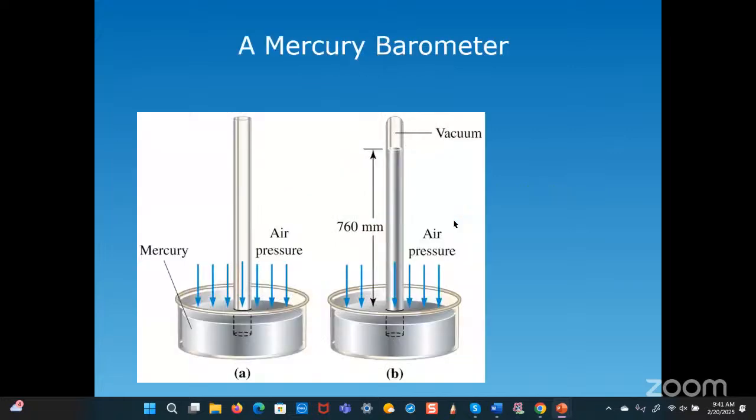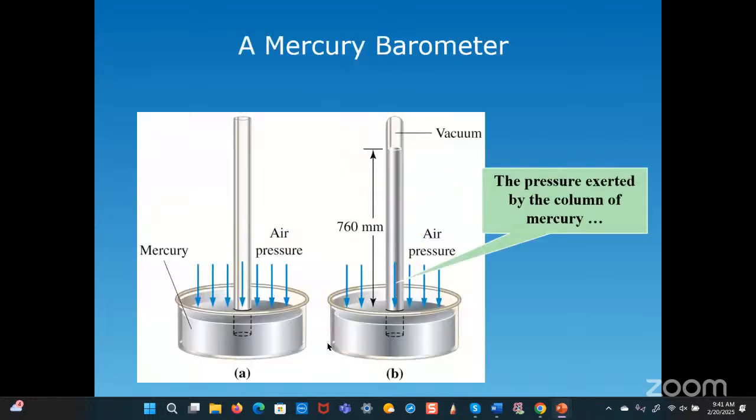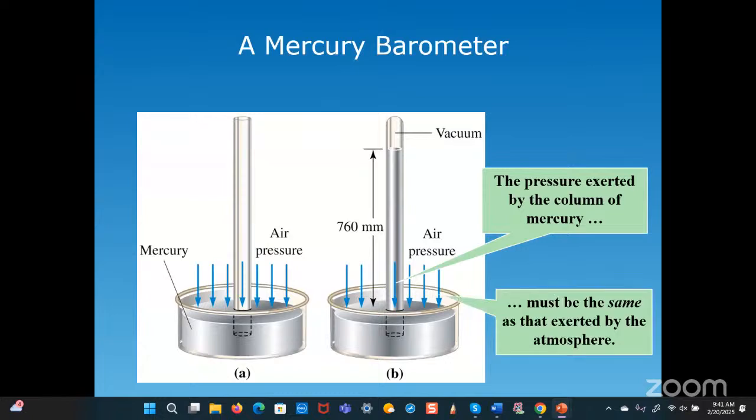Now, oops, sorry about that. So basically, these are relationships between the atmosphere unit and the millimeter mercury unit, which is the same thing as the torr unit, which as we said before, is equal to 101.325 kilopascal. Okay, so this is the least sophisticated version of the barometer. In fact, the barometer would be this setup here on the right. But before we do that, let's talk about this setup here.